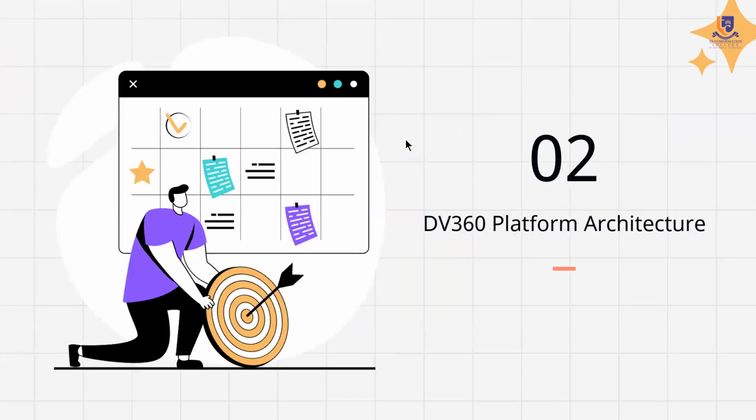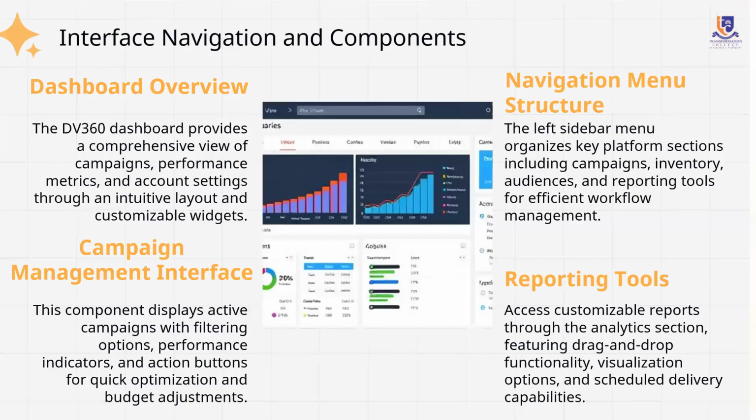So we'll be talking about the platform architecture now, how the platform looks and how it runs. So in the interface of Google Ads video ads, the dashboard overview gives you a comprehensive view of your campaigns, your performance, your metrics, and majorly your account settings, through how you can see the layout and how you can customize it. You can decide to change the aspect ratio, how it looks for someone viewing it on a laptop and someone viewing it on a tab.